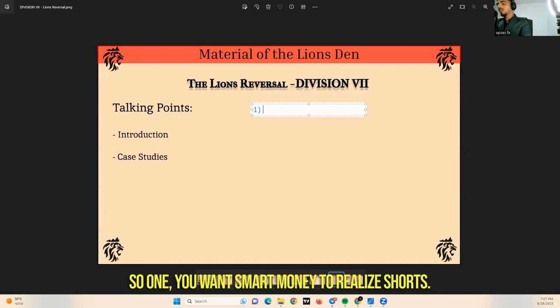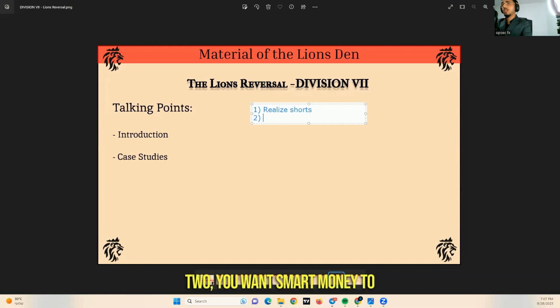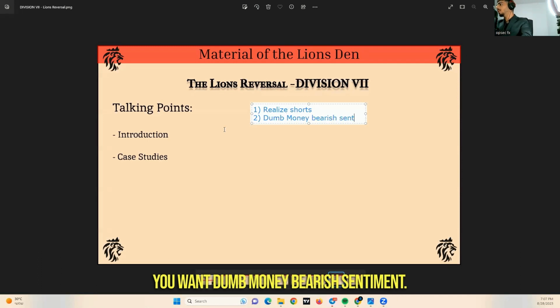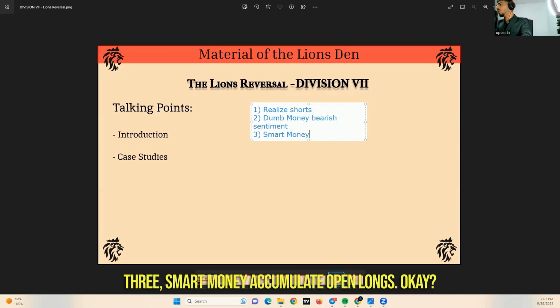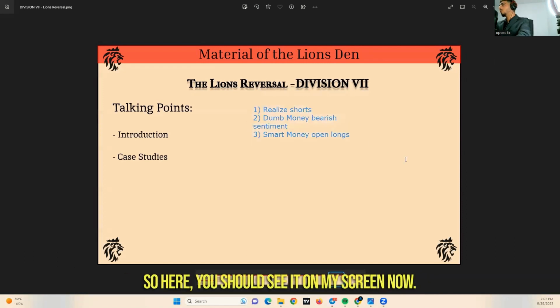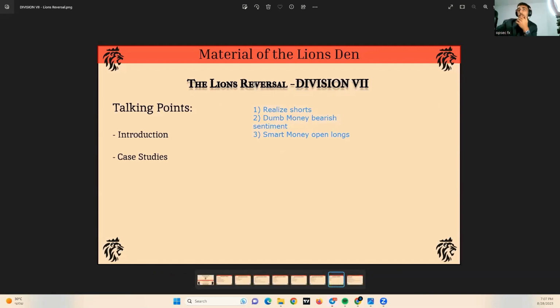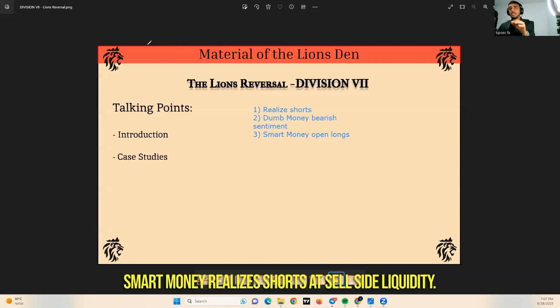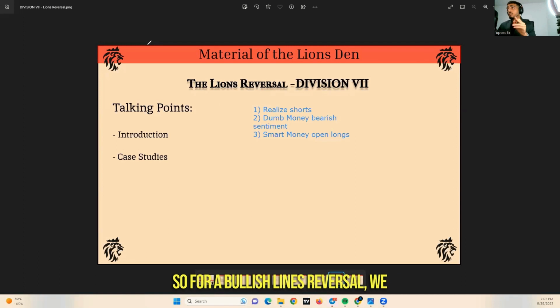So 1, you want smart money to realize shorts. 2, you want dumb money to have bearish sentiment. 3, smart money accumulates open longs. Okay, so here you should see it on my screen now. Realize shorts, what does this mean? Smart money realizes shorts at sell side liquidity. So for a bullish lion's reversal, we need to clear sell side liquidity. This means that smart money realizes shorts.